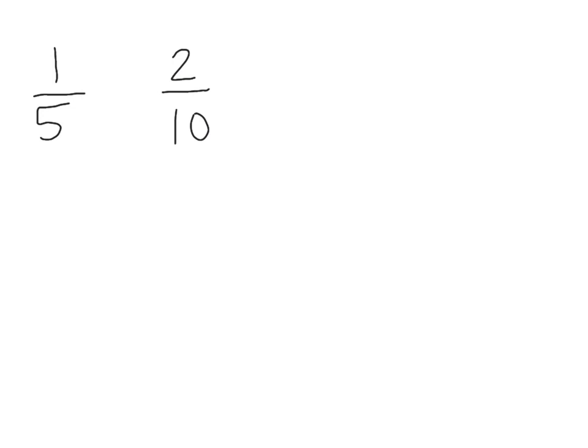Okay, now if I think back to where we discussed what equivalent fractions are, we said that you could multiply or divide. And if I look up here, I can see that 1 times 2 equals 2, and 5 times 2 equals 10. And because I multiplied the numerator and the denominator by the same thing, these are equivalent fractions.